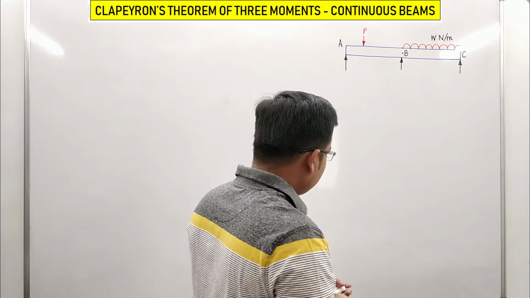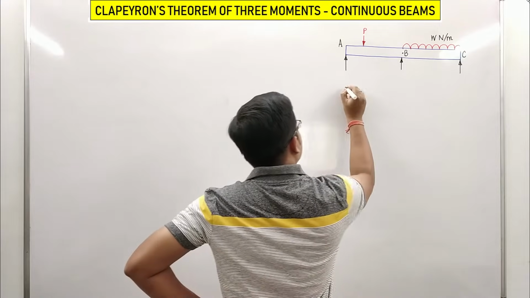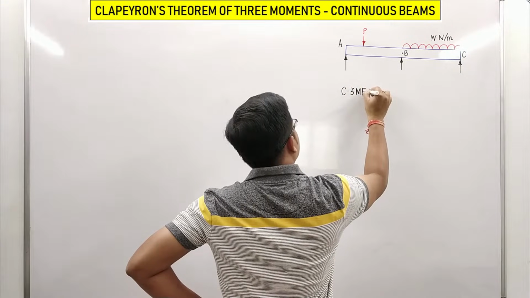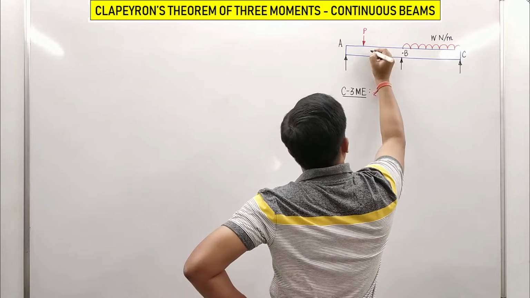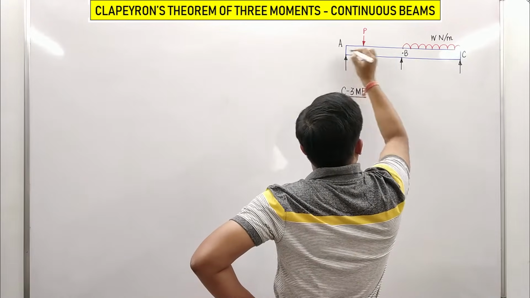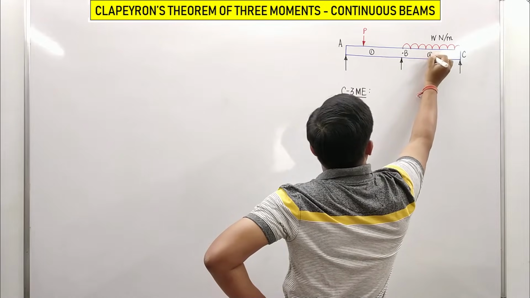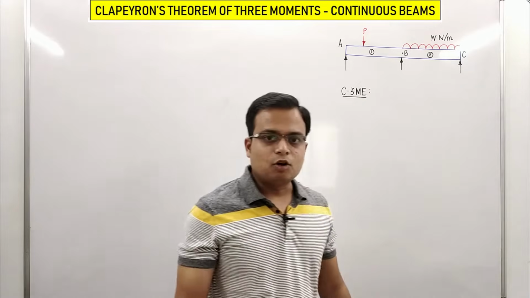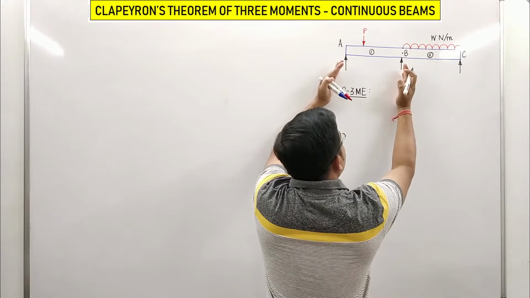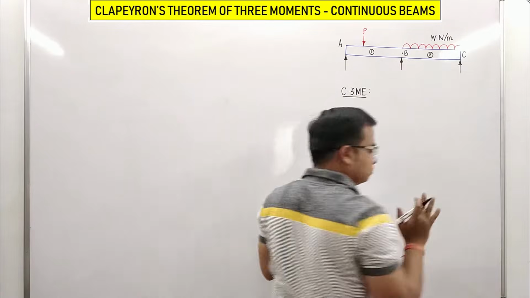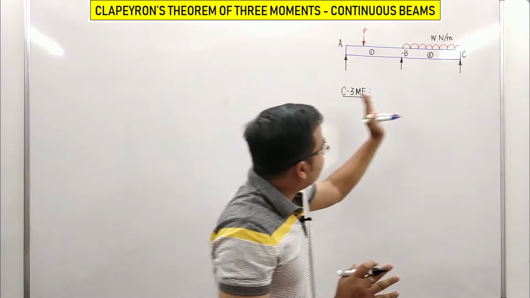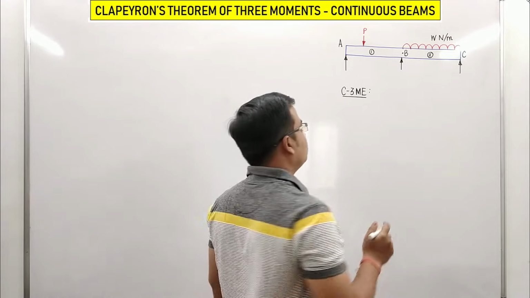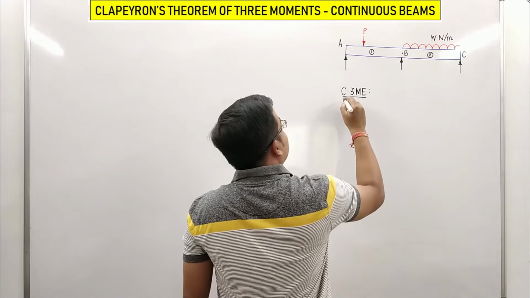For now, just remember, as far as Clapeyron's three-moment equation is concerned, it's written something like this. You have got two beams: this is the first half of the beam, beam 1, and this is the second half of the beam. So you can essentially say that this continuous beam is a combination of two simply supported beams, AB and BC.